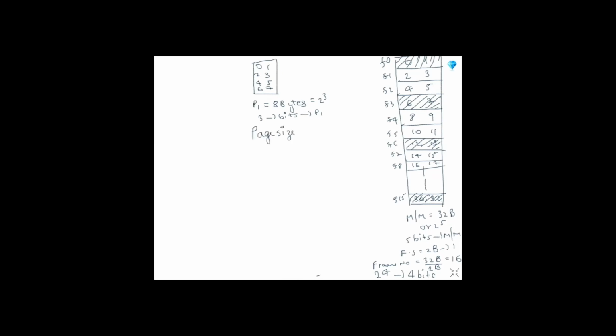Page size is equal to frame size, that is equal to 2 bytes. So the number of pages in this process in which we're going to divide will be process size 8 bytes by the page size 2 bytes, which is 4. Sorry, 4 pages. So to represent these 4 pages, we need 0 to 3 indexes.